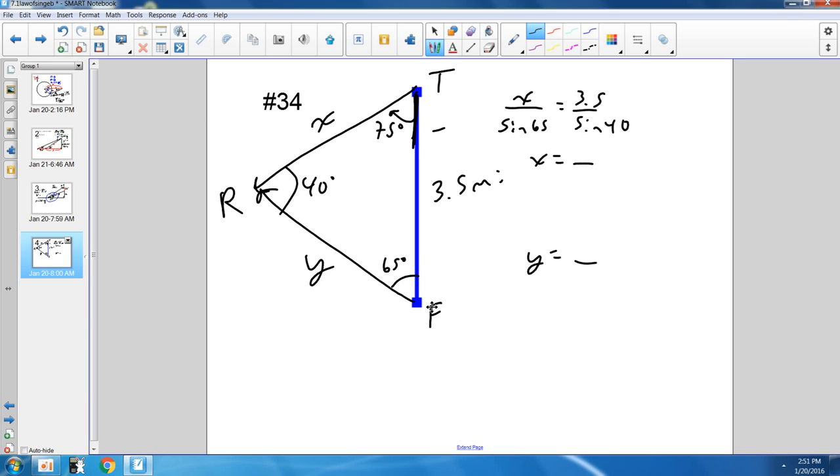Setup is important. You have to be able to use previous knowledge. We now can work with non-right triangles. Next section, we're going to be looking at something called the ambiguous case, which means that it's not so clear when you're applying the law of sines.